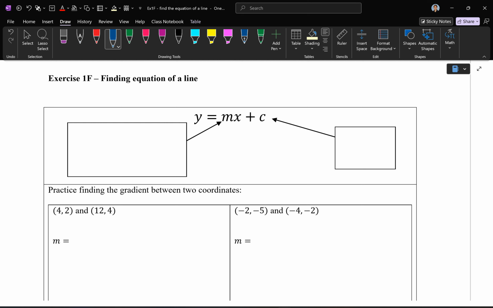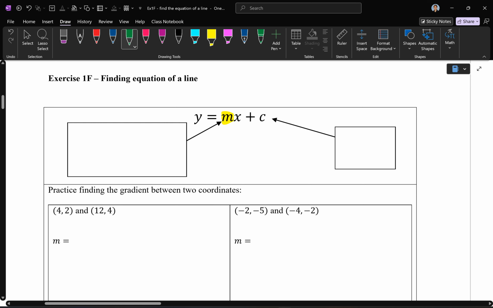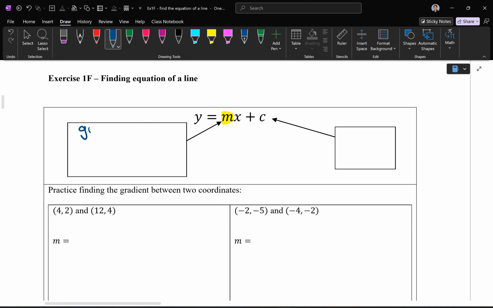Okay? Let's recap. What is m again? Can I please have, let's go with Andrea. What is m? It is the gradient. What is the definition of the gradient that you've been given? Can I please have, let's go with Raha. Rise over run. Very good. Rise over run, and then I gave you a formula to solve it. So these two examples, you're going to need that formula to solve. What was the formula again?